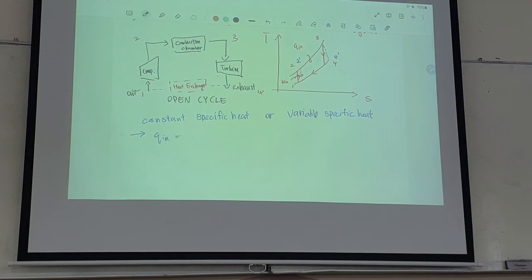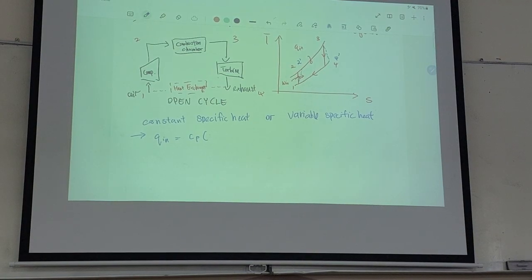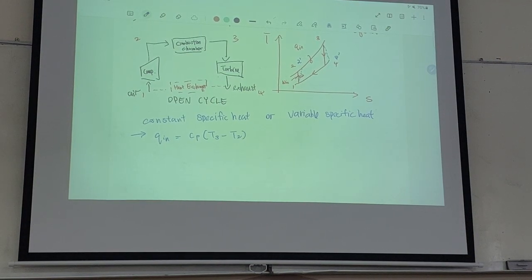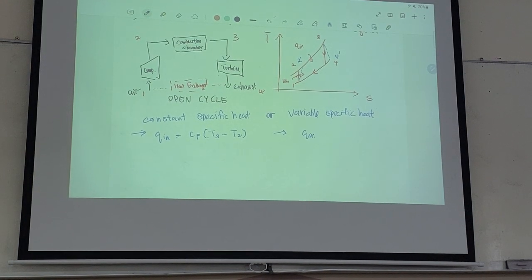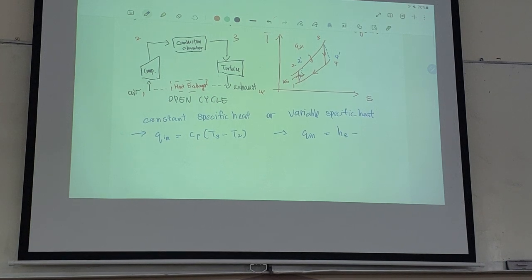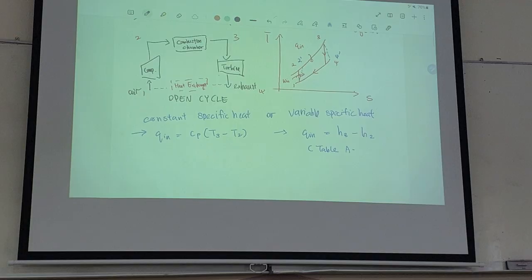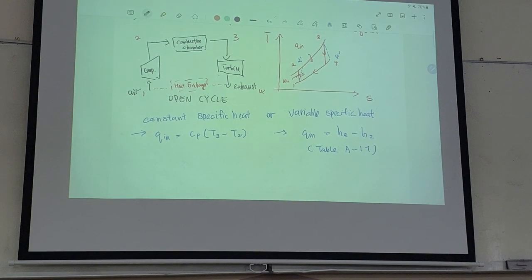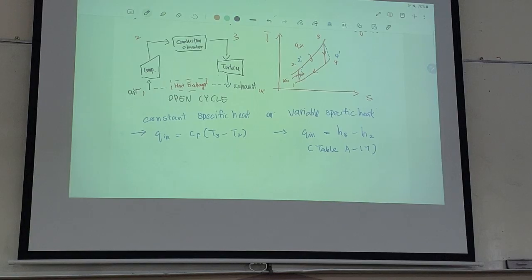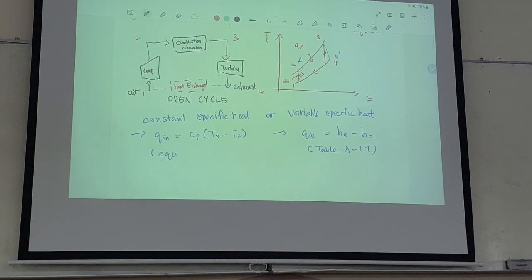So Q in, let's say, is Cp, T3 minus T2. But for variable specific heat, then Q in will be H3 minus H2. So this one you use table A17. This one we use equations.